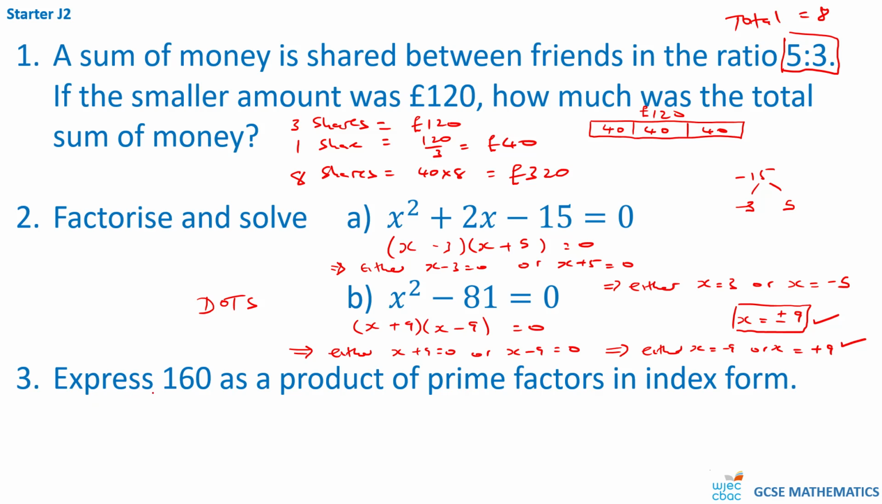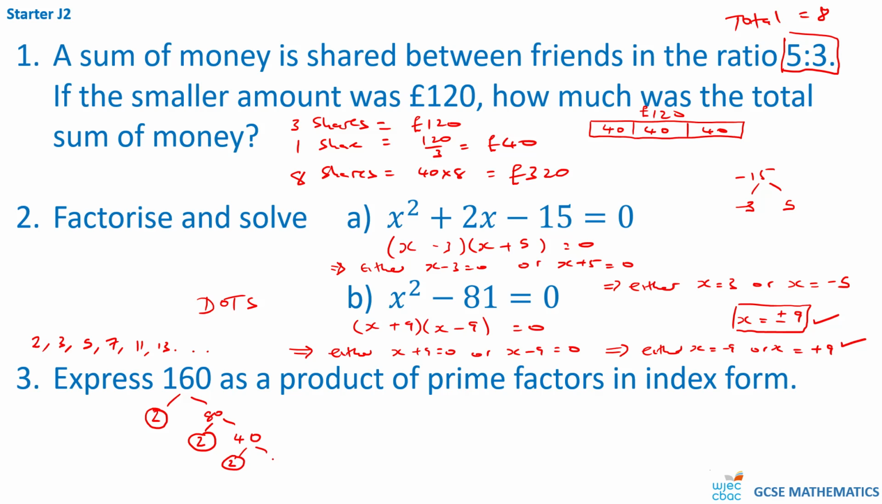And the final starter question, express 160 as a product of prime factors. I'm going to look for my prime numbers: 2, 3, 5, 7, 11, 13, and I can stop there. If I need any more, I'll do that straight after. So 160, let's factorize it. 2 goes into 160, 80 times. I'm circling the 2 because it's a prime number. We'll go again. 2 goes into 80, 40 times. I've circled the 2 because again that's a prime number. We try again. Always trying with the smallest number.